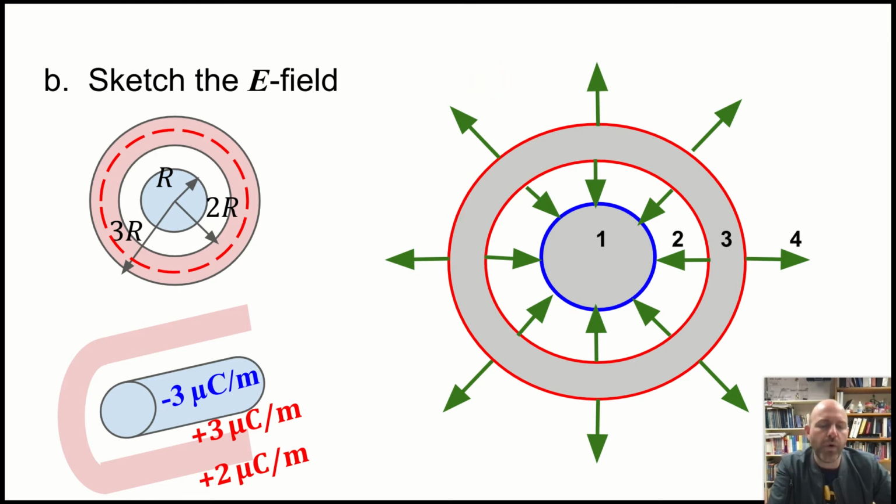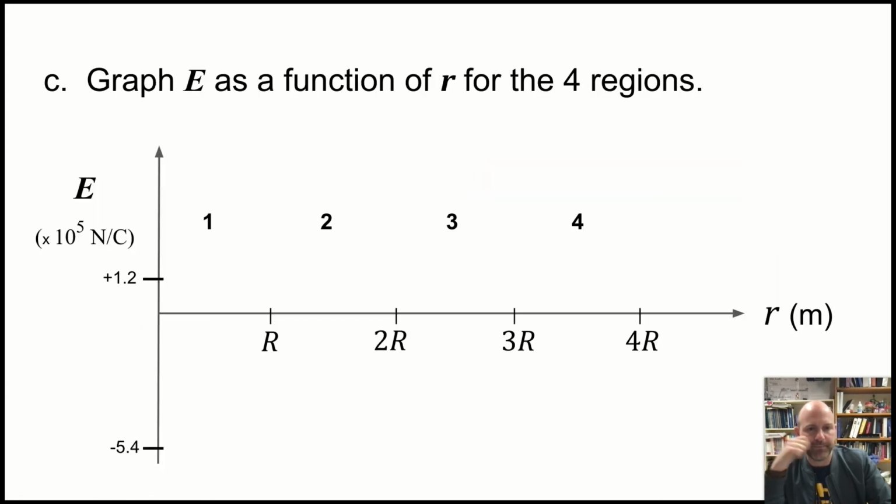So we've got sort of four regions. One is the center of a conducting rod, which has to have zero electric field. Two is between two different conductors with opposite charges, and so we have electric field pointing inward. Three, where again, zero electric field because it's inside of a conductor. And four, once you're outside, you could just think of it as a cylinder with a net charge of positive 2 microcoulombs per meter.